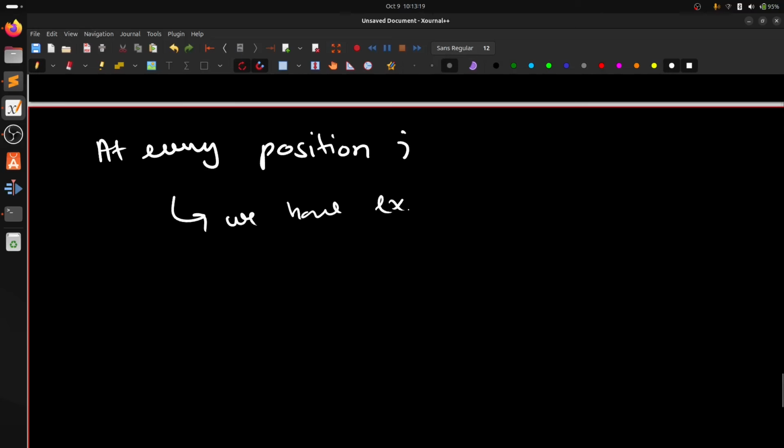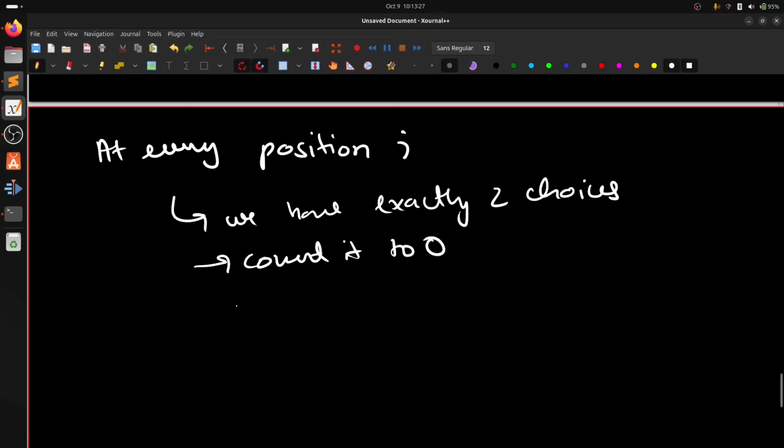at every position i, we have exactly two choices: convert it to 0, or a of i equal to a of i minus 1 and a of i minus 2 is equal to 0. So in these two choices, since we have only two choices and we need to take the best or minimum cost of both of them, we can use dynamic programming.